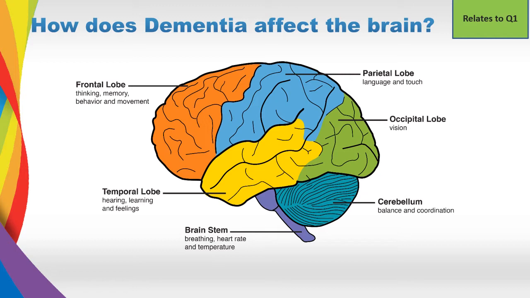Underneath of that, there is a part of the brain called the cerebellum. This is responsible for balance and coordination. Connected to that is your brain stem. Your brain stem is responsible for breathing, for your heart rate, and to control your temperature. At the side of your brain, we have the yellow part. This is just beside your eyes, the temporal lobe, where your temples are. This part of the brain is responsible for hearing, for learning, and for your feelings.